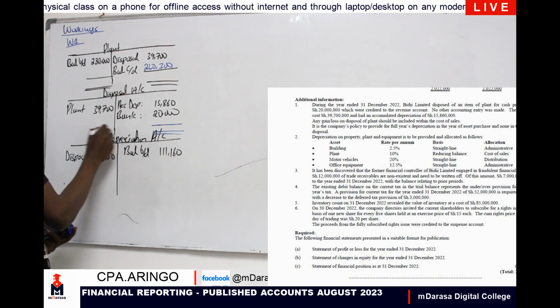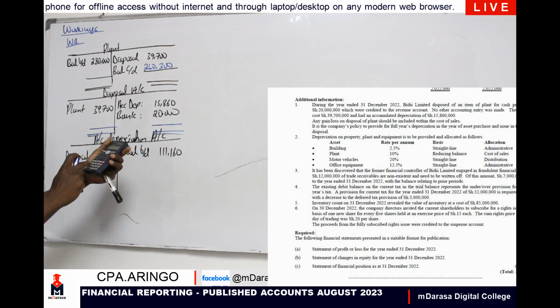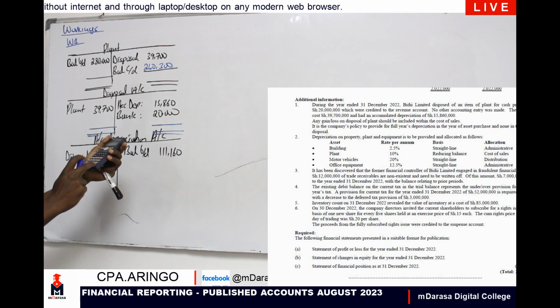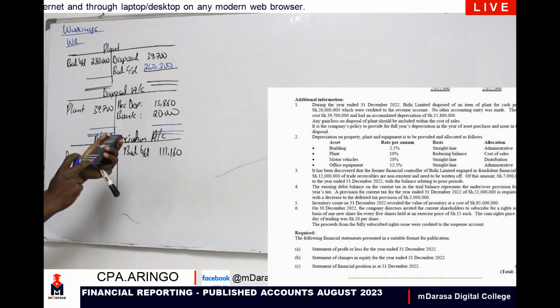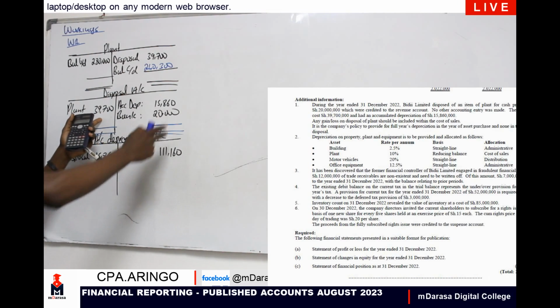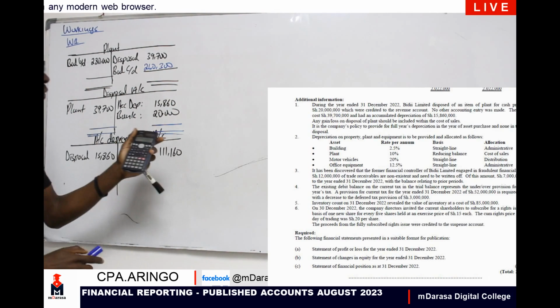For disposal, what will you be having here? I'm having 15,860 plus 20,000, that is 35,860, and the plant we had, the cost was this. Whatever I achieved on disposing my asset is a total of 35,860.